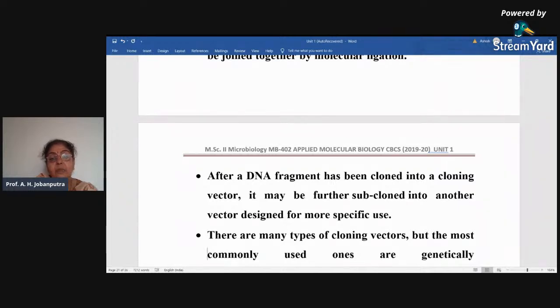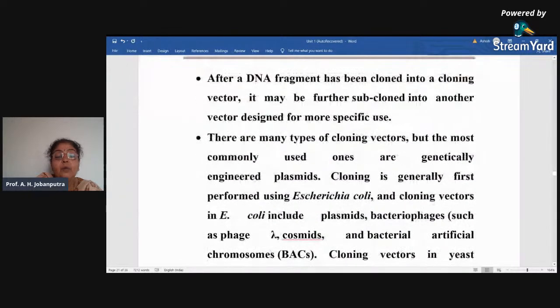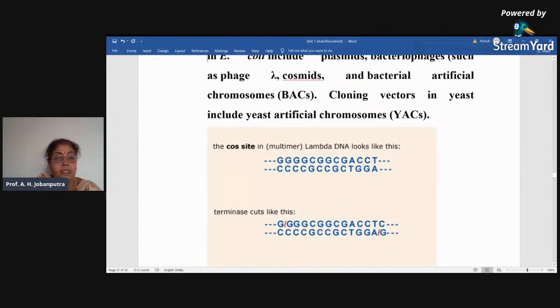Once the DNA fragment has been cloned in the vector, that recombinant molecule should be further transferred to another host cell. There are many cloning vectors, but the most common ones are the plasmids. And nowadays we know that we have artificial plasmids for that purpose. The first vectors which were commonly used were some plasmids, bacteriophages, lambda, cosmid, M13, BAC, YAC, Ti plasmid, etc.